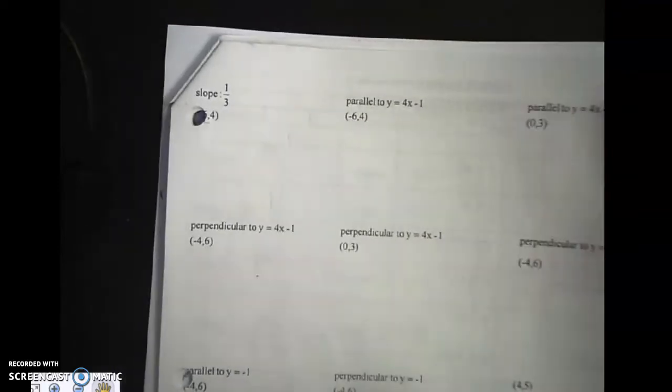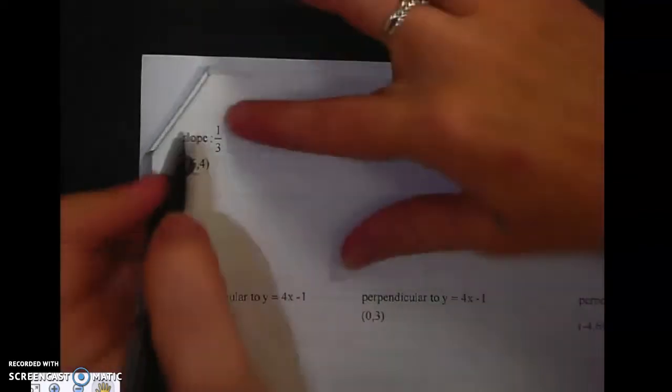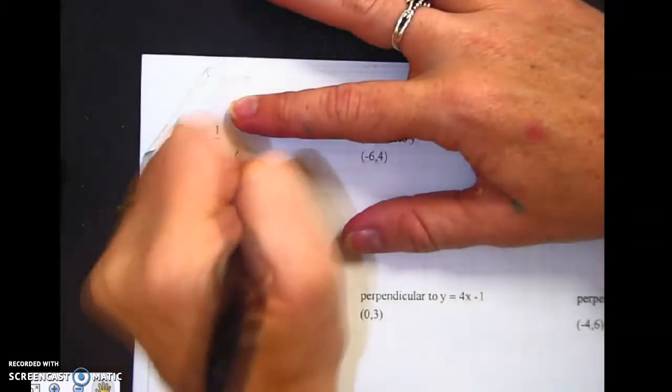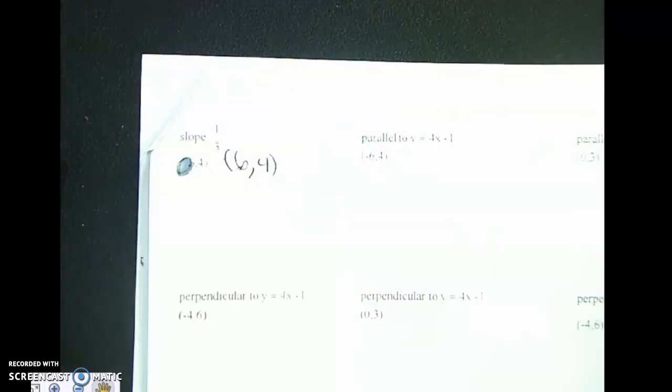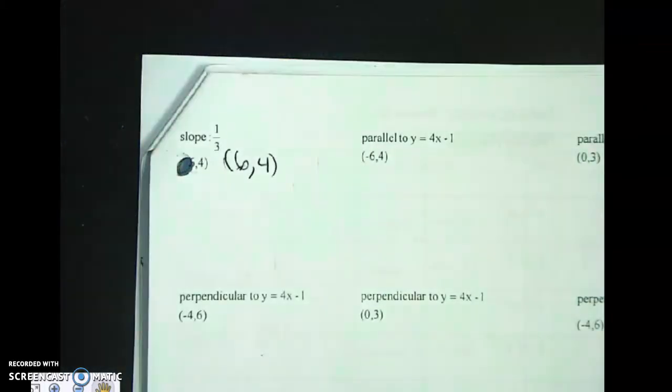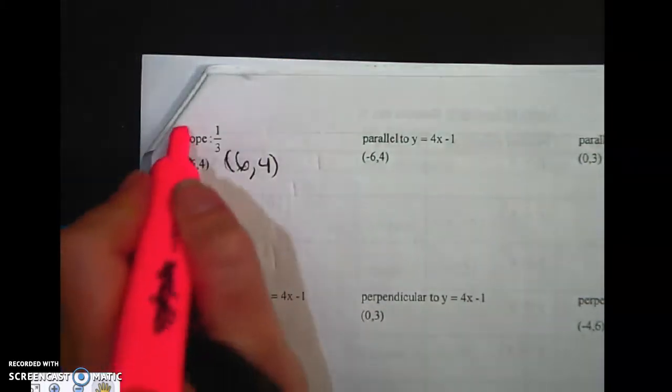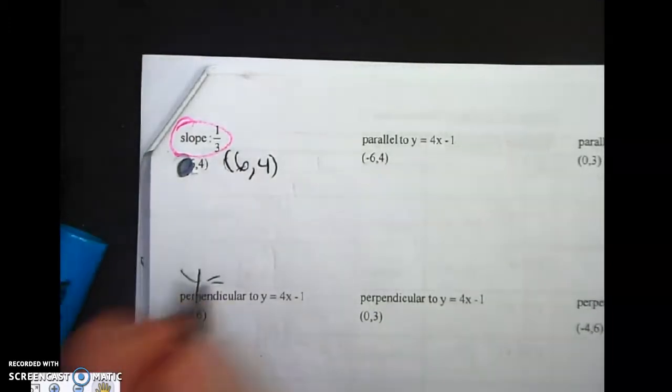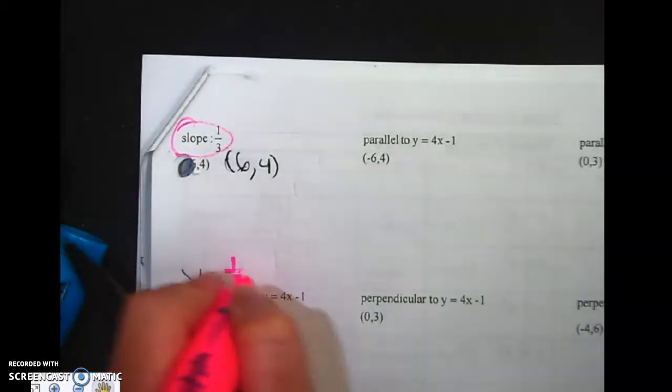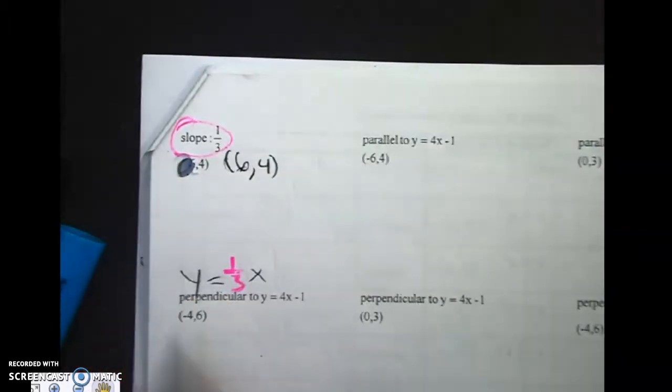So I know it's kind of hard to see, but that's the 6 comma 4. Okay, so I have my slope. Let me get my pens. So I have my slope, so that means I have y equals 1/3 x. But I still need to get my y-intercept.